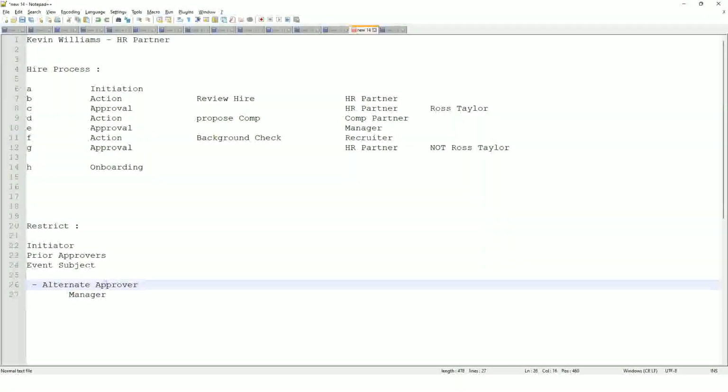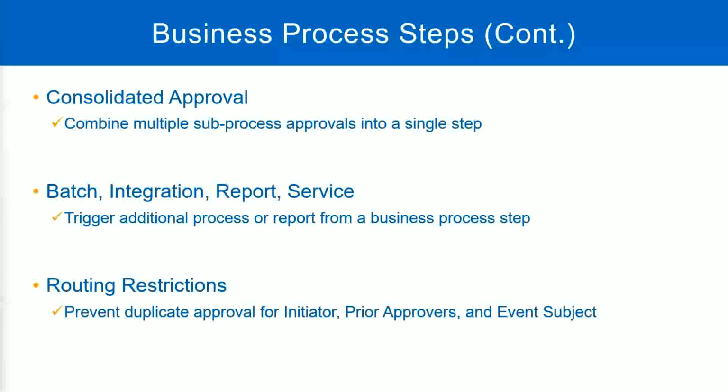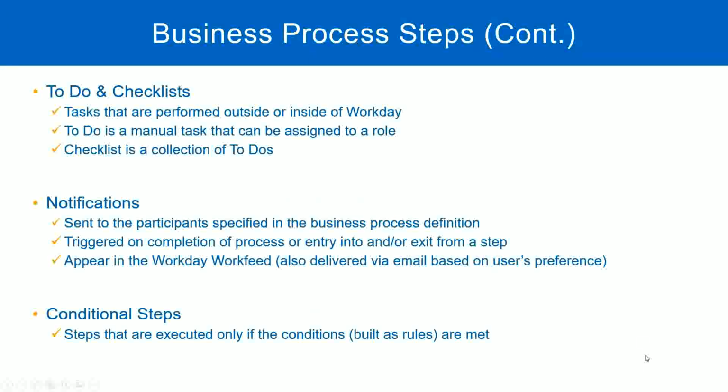So this is how you can define a business process. If you are putting in restrictions, please remember that you have to think about an escape route as well. So what are the 3 types of routing restrictions that we have? Initiator, prior approver, and ESI. And then we can also do some to-dos and checklists.